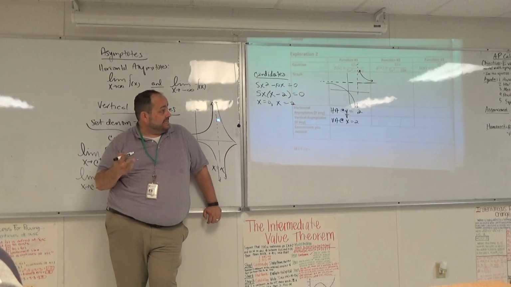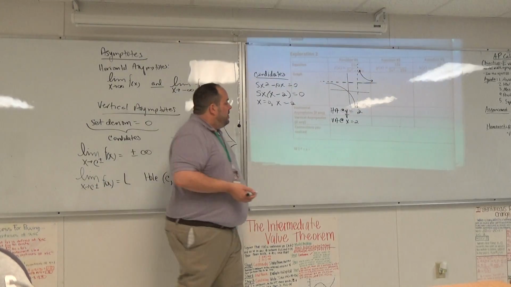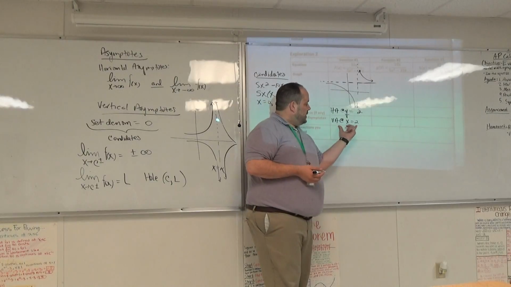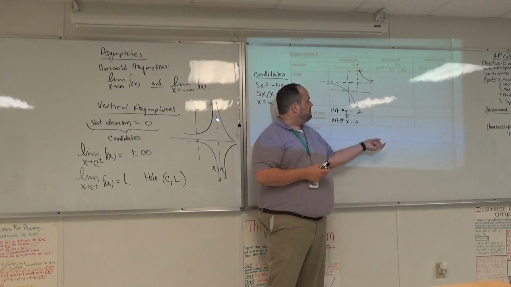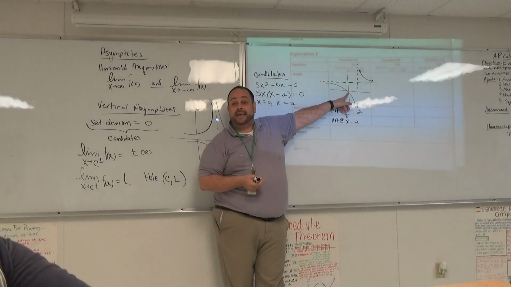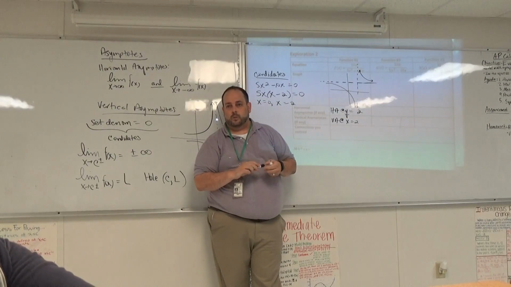Two candidates. I can see from the graph how many vertical asymptotes there are. There's 1. The one vertical asymptote that you have is at x equals 2, and I can see from the graph that something's happening there. I'll tell you, there is something happening at x equals 0. What's happening at 0? There is a hole.